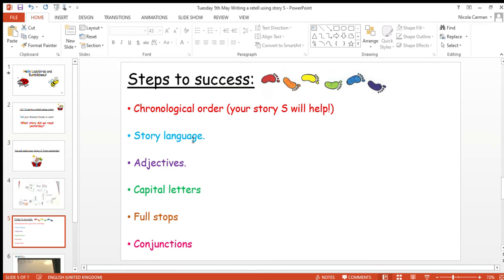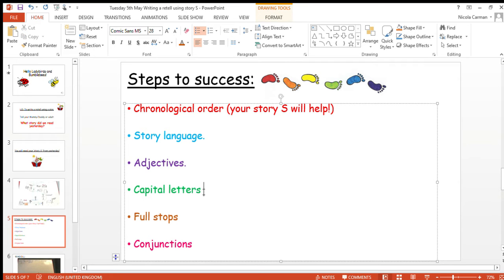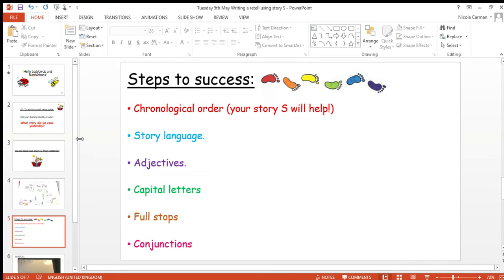Story language, so remember that was what we have at the beginning of a story. So once upon a time, one day, in a land far, far away. That's all story language. Adjectives, wow words. Capital letters, really important to use at the beginning of our sentences. Full stops at the end. And then your conjunctions, okay?